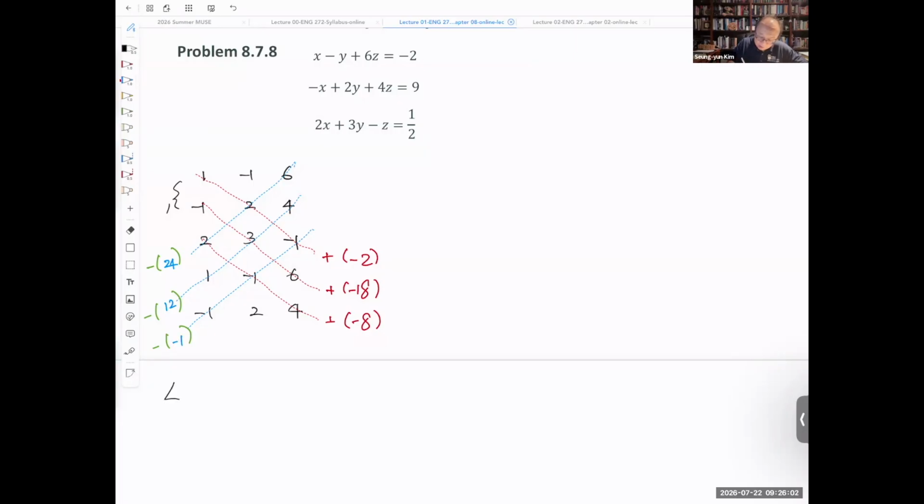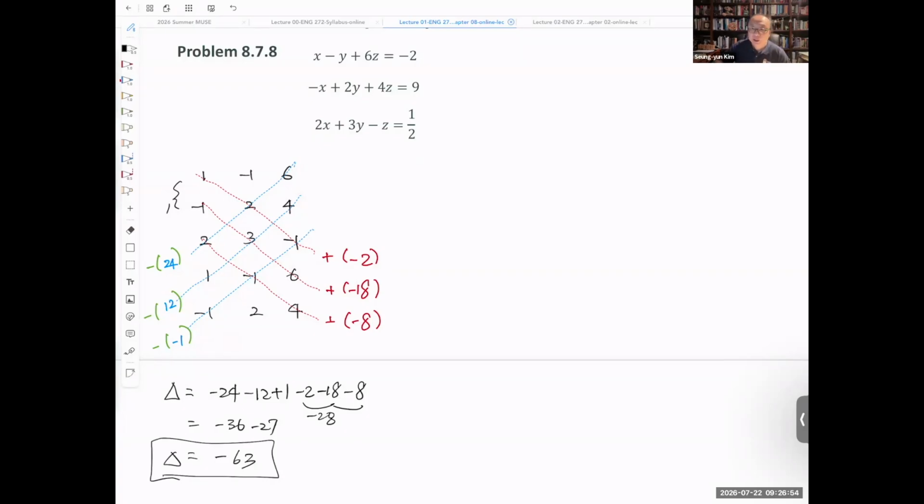So our delta equals -24 - 12 + 1 - 2 - 18 - 8, which is -63. So that's our delta. It's the same delta as when you calculate the inverse matrix. Now we want to do delta 1, right?